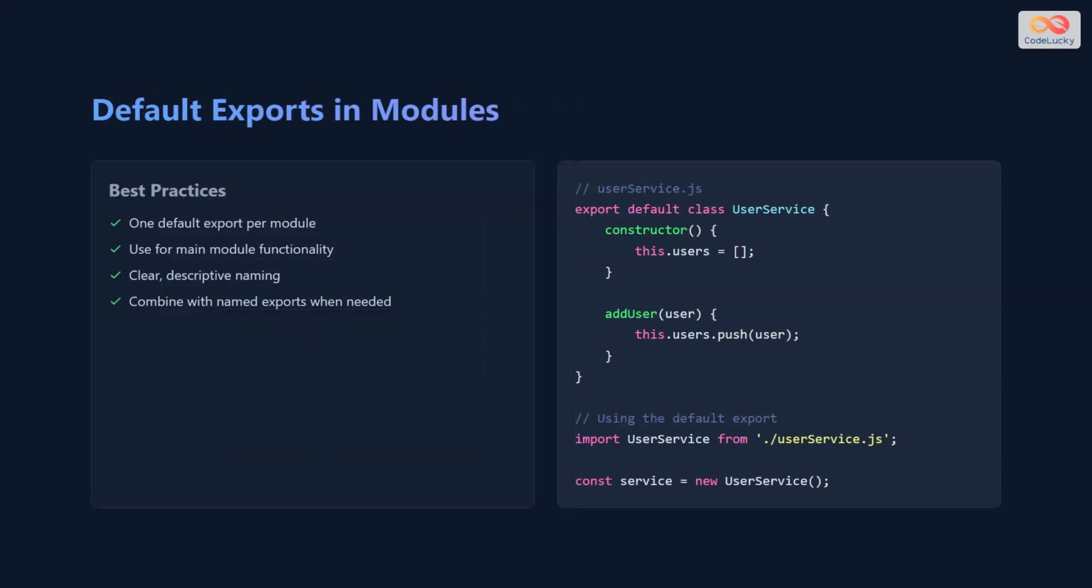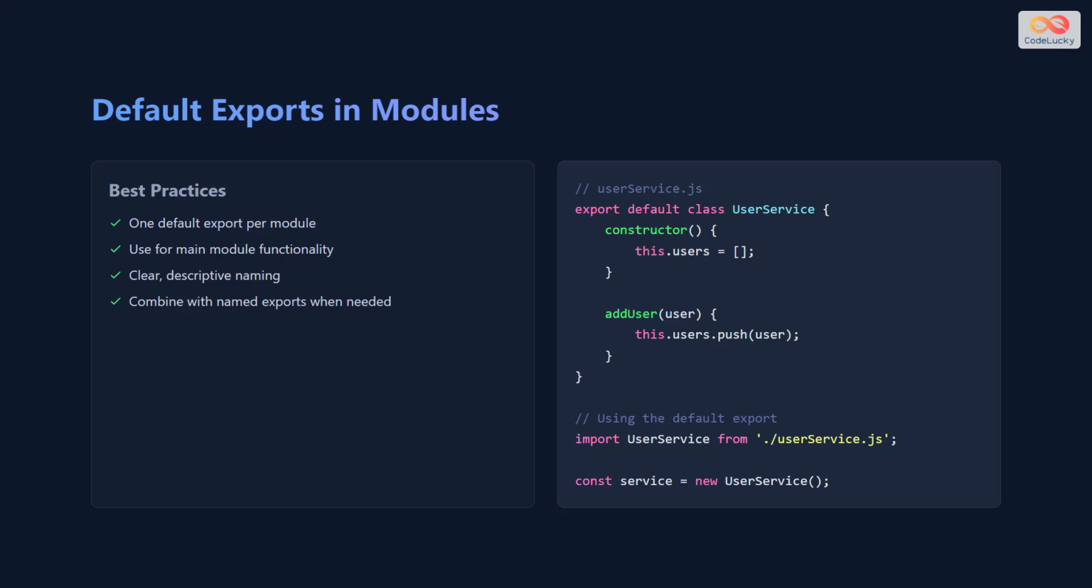It is a best practice to have only one default export per module, and it is best to use it for the main module functionality. When naming the default export, make sure that the name is clear and descriptive. You can combine default exports with named exports when needed. Here is an example that showcases a default export.